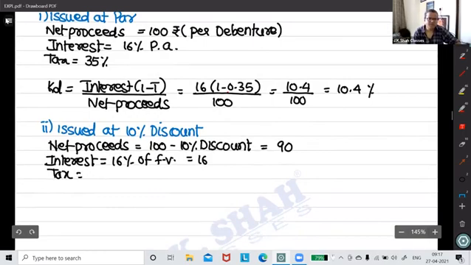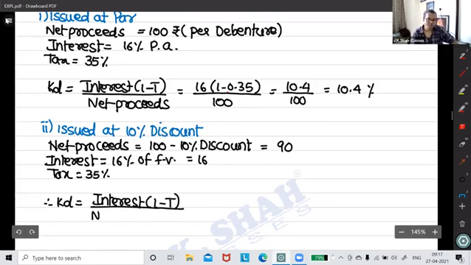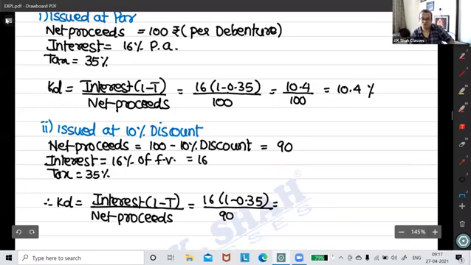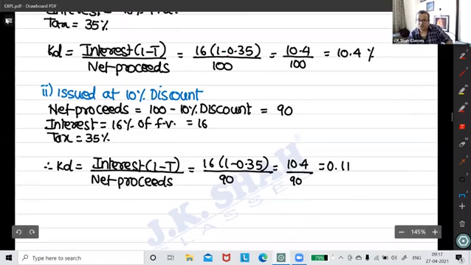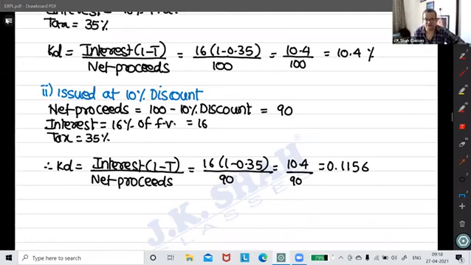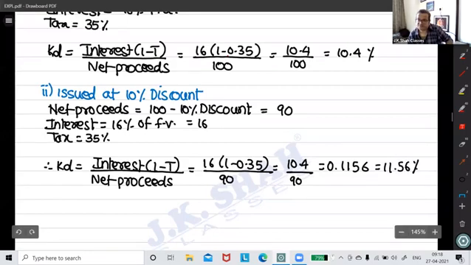Tax also remains the same, 35%. Therefore, KD is equal to interest into 1 minus T upon what? Net proceeds. So interest 16, 1 minus 0.35 same, but divided by 90. So this is 10.4 only, no? 10.4 divided by 90 makes it 0.1156. Now see, that's the thing which I always tell you: 4 digits after the decimal point, multiplied by 100, it will become 11.56%. Please understand this.